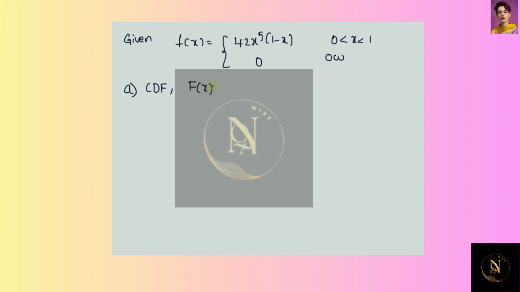Capital F of x is equal to the integral from 0 to x of 42 into (t^5 minus t^6) dt. By integrating we get 42 into [t^6/6 minus t^7/7] with limits 0 to x. So by substituting we get 7x^6 minus 6x^7.